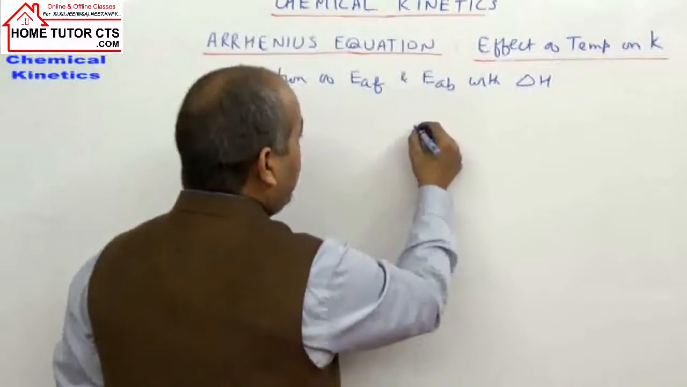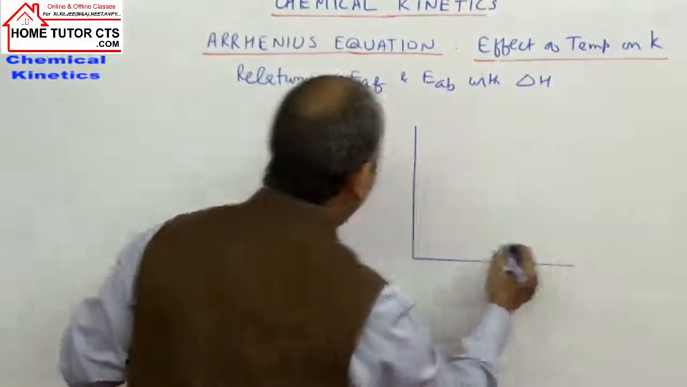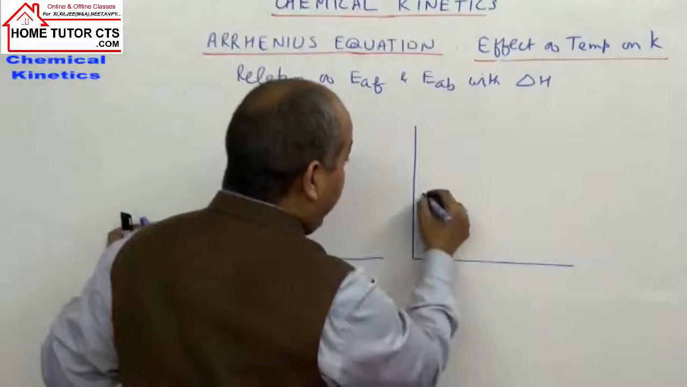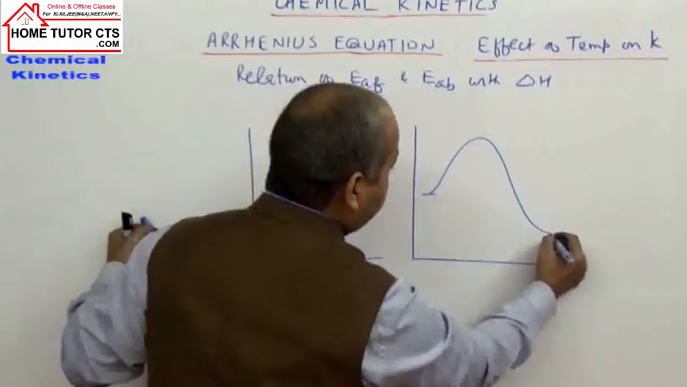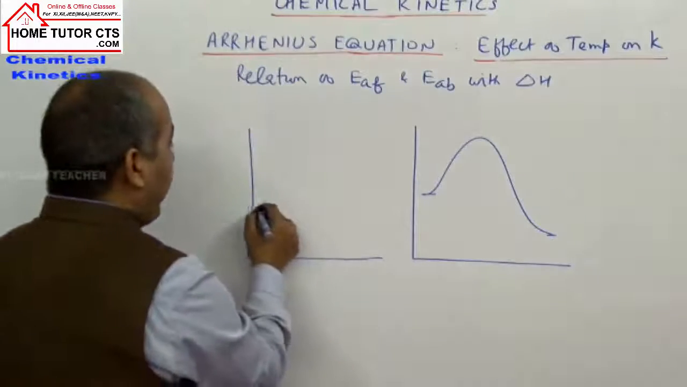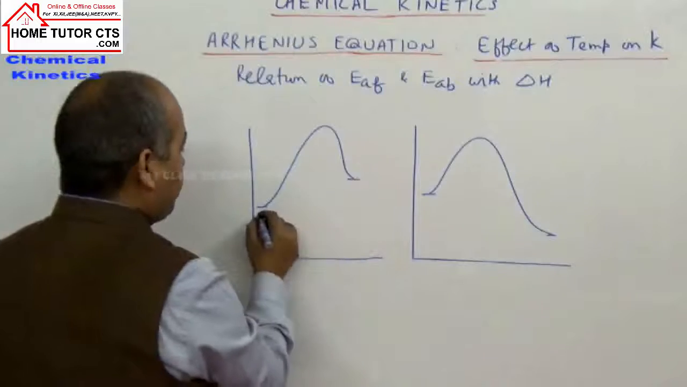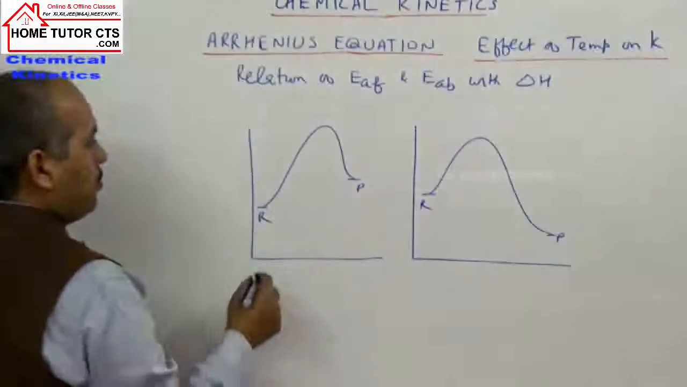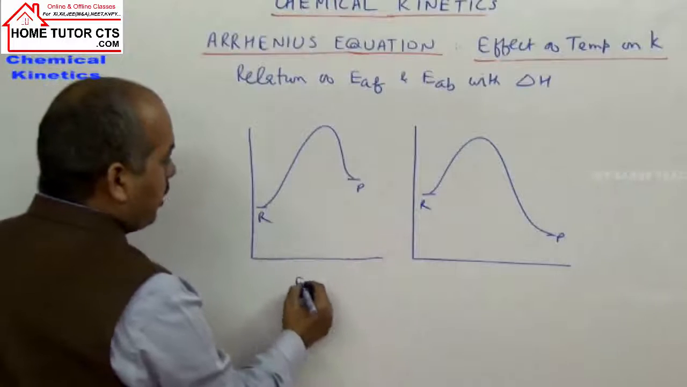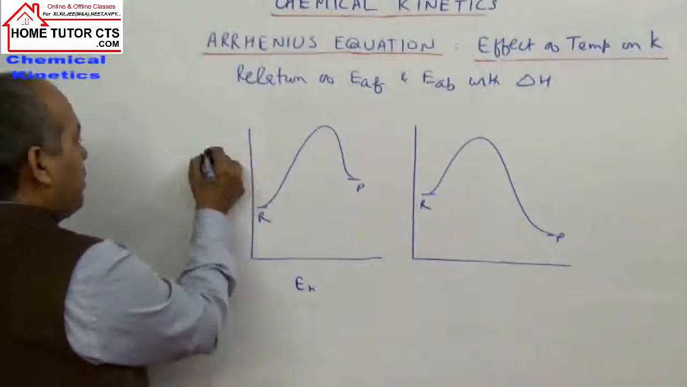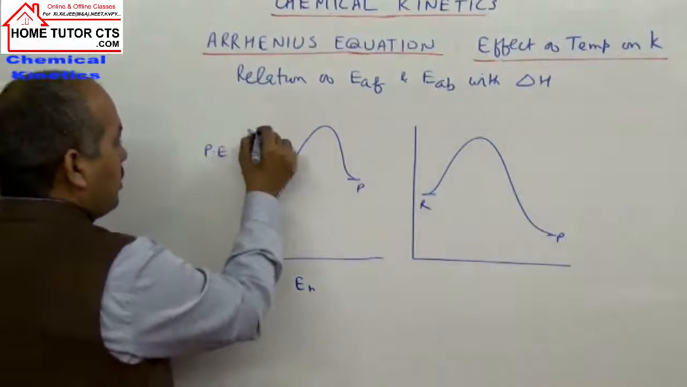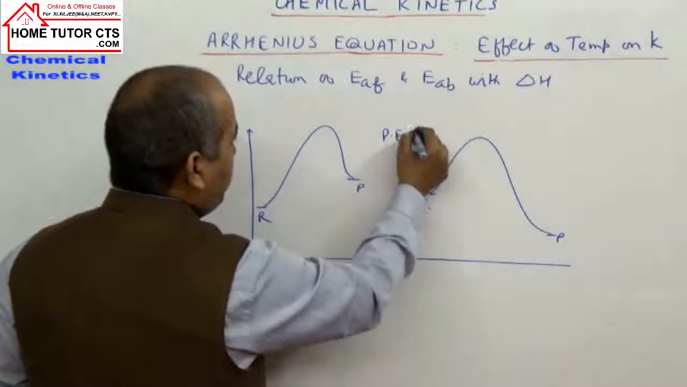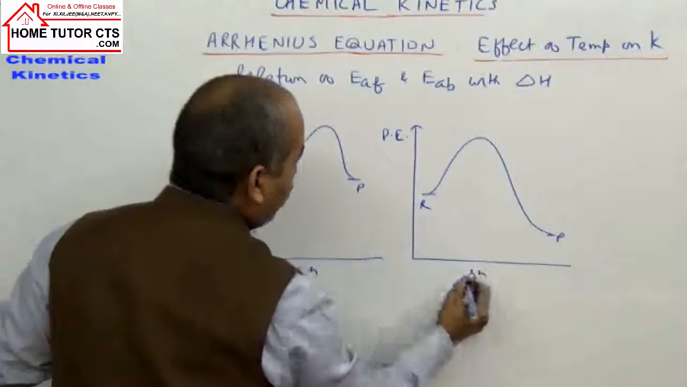See, reactions can be taken in two types. A reaction can either be exothermic in nature or endothermic in nature. R is reactant, P is product. So first we take the graph of potential energy versus reaction coordinate for the reactants and products.